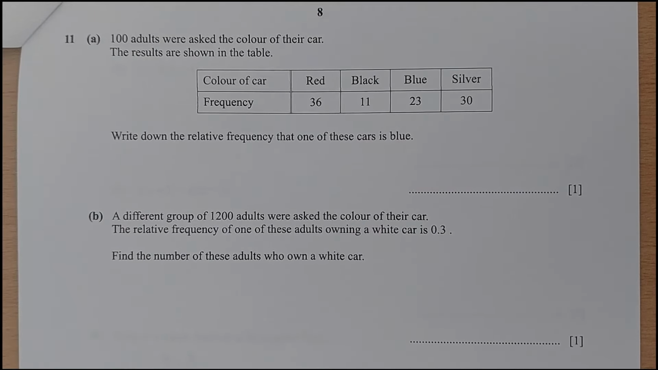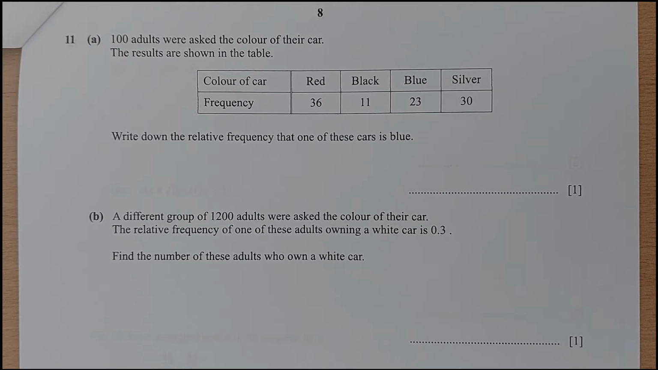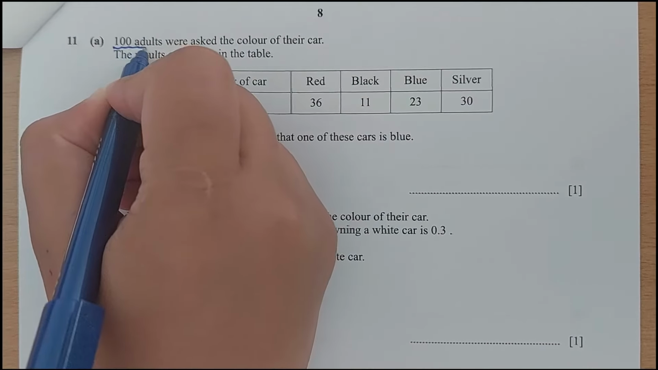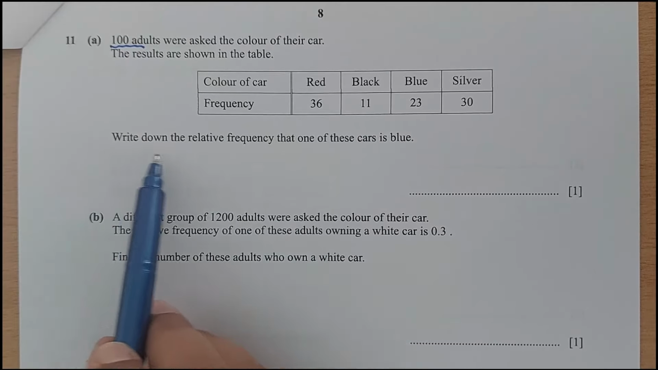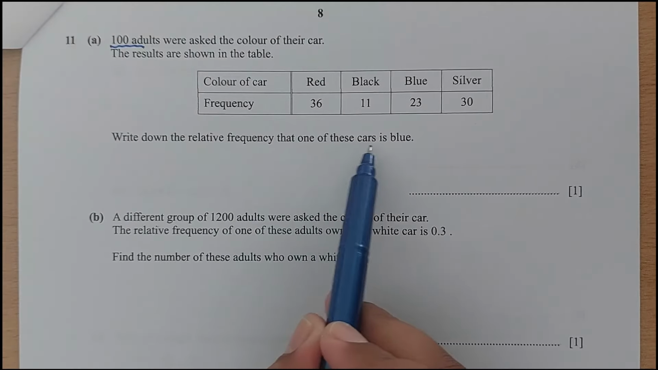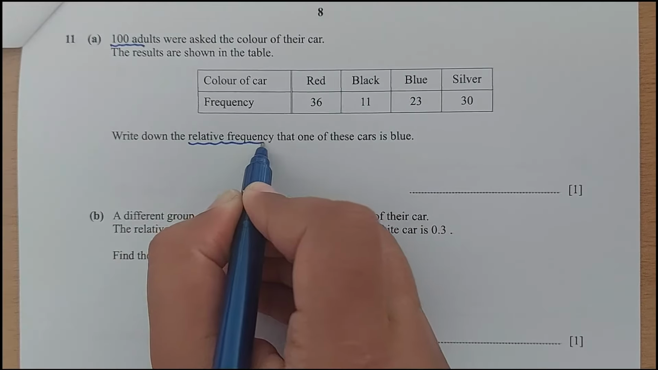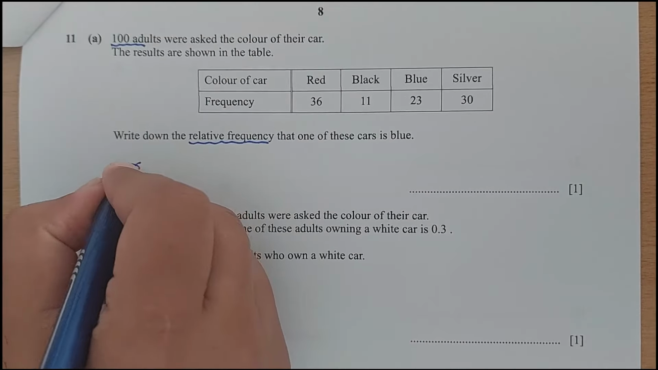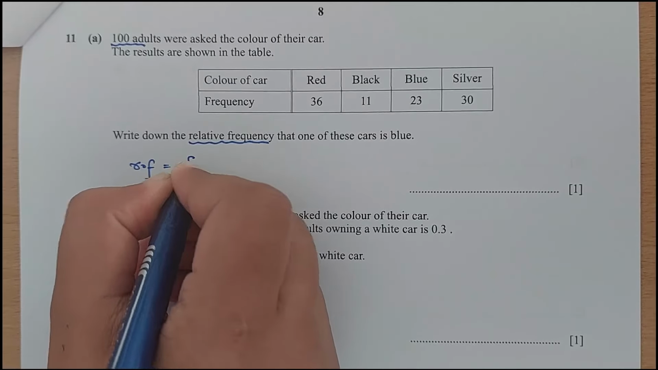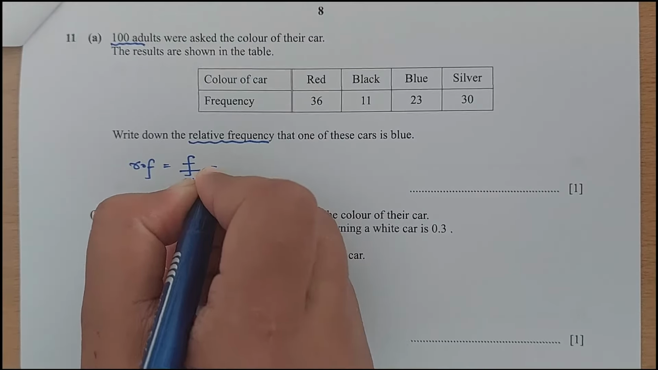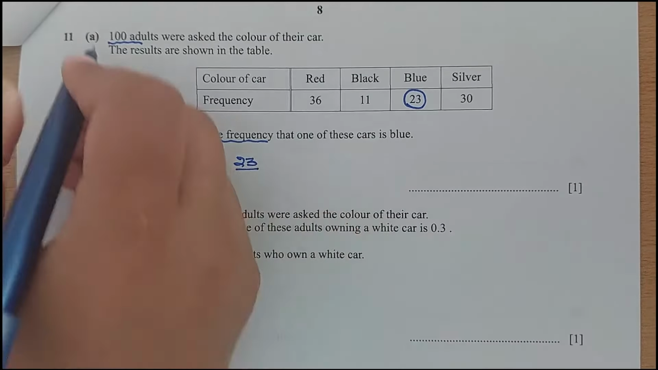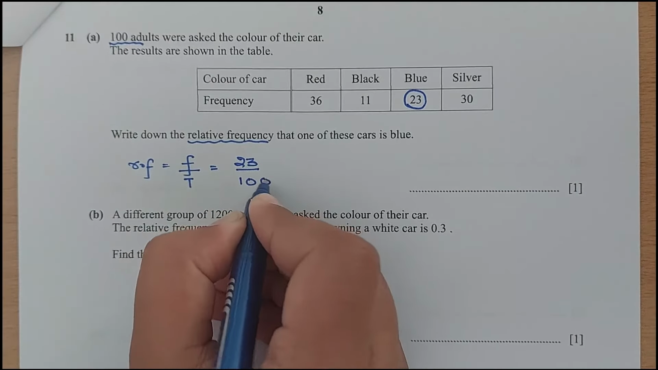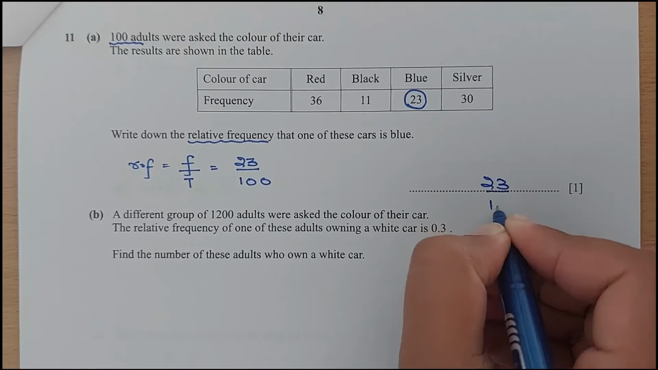Question number 11, in A part, 100 adults were asked the color of their car. The results are shown in the table. So the total number of adults, keep in mind, is 100. So the color of car and the frequency are given. Write down the relative frequency that one of these cars is blue. The formula for the relative frequency is frequency divided by total. So for blue, the frequency is 23 and the total is 100. So 23 out of 100 is the answer.